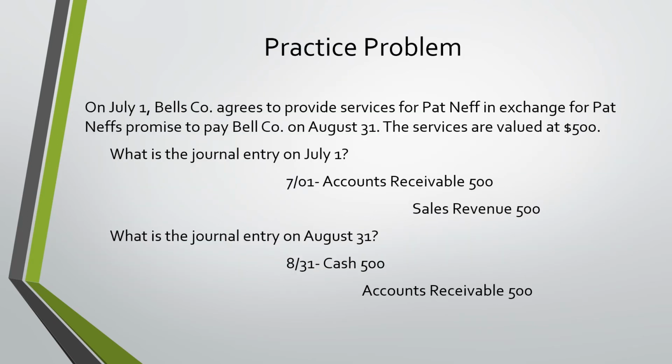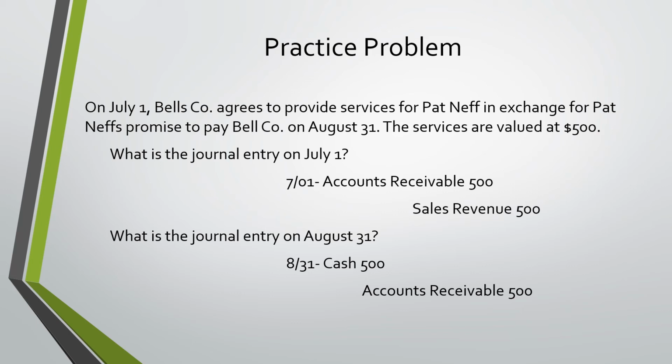In this example, Bell Code agrees to provide services for Pat and F in exchange for Pat and F's promise to pay on August 31st. The services are valued at $500. The journal entry on July 1st to record the sales revenue would be a debit to accounts receivable of $500. This says we are going to receive the cash in the future.